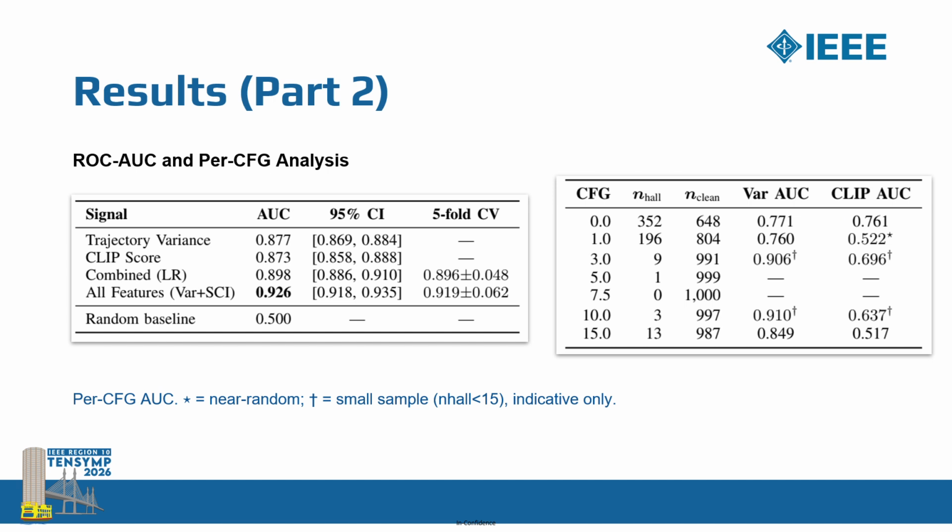At CFG equals 1, trajectory variance holds strong at an AUC of 0.760, and in the same setting it collapses to 0.522 for CLIP, essentially a coin flip. This is the clearest evidence in our study that trajectory variance discriminates precisely in the regime where CLIP gives you no usable signal at all.